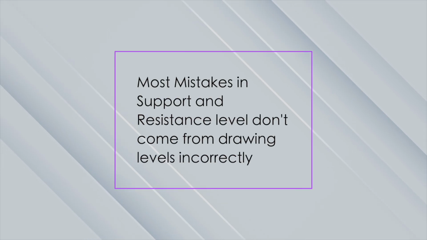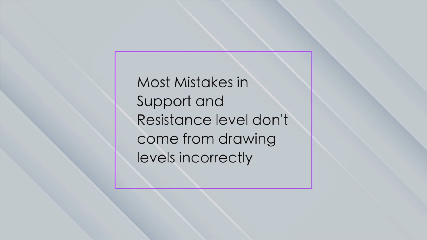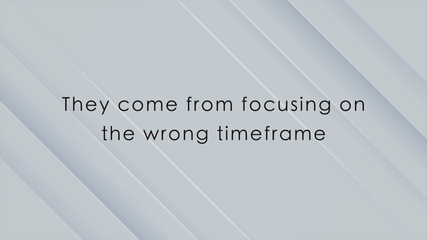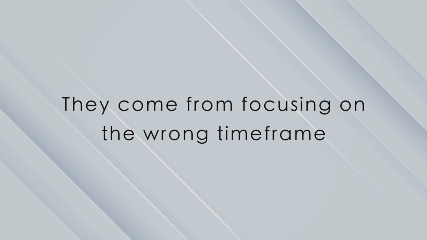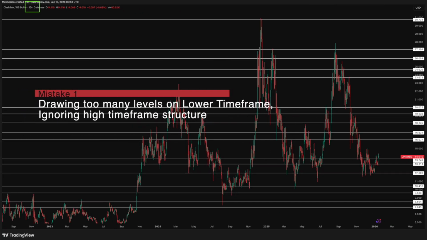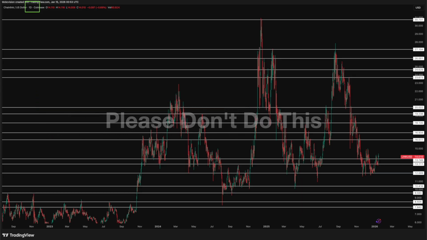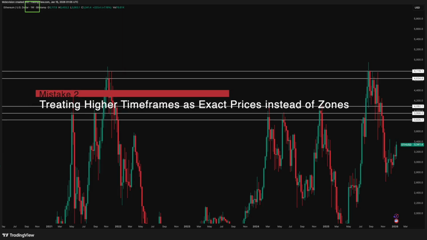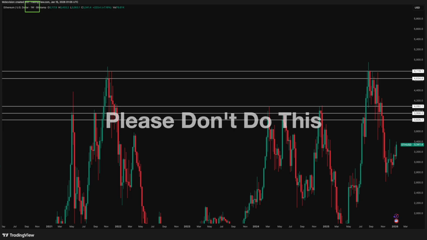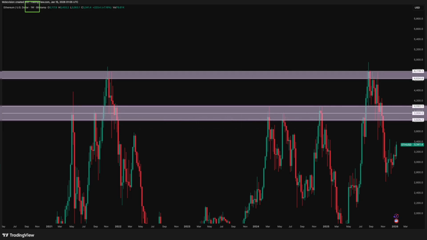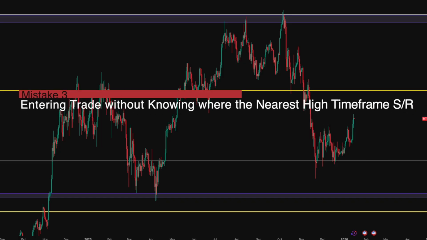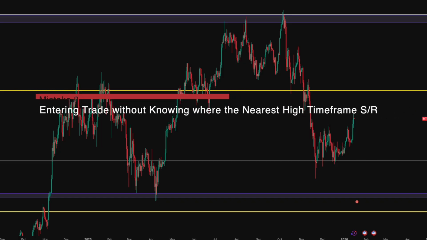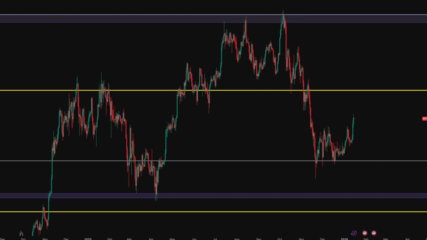Now that you've seen how to draw key levels, it's important to talk about what not to do. Most mistakes with support and resistance don't come from drawing levels incorrectly. They come from focusing on the wrong time frame. Here are a few common mistakes to avoid. Number 1. Drawing too many levels on lower time frames while ignoring higher time frame structure. Number 2. Treating higher time frame levels as exact prices instead of zones. And number 3. Entering trades without knowing where the nearest higher time frame support or resistance is. Fixing these mistakes alone can dramatically improve your trading clarity.